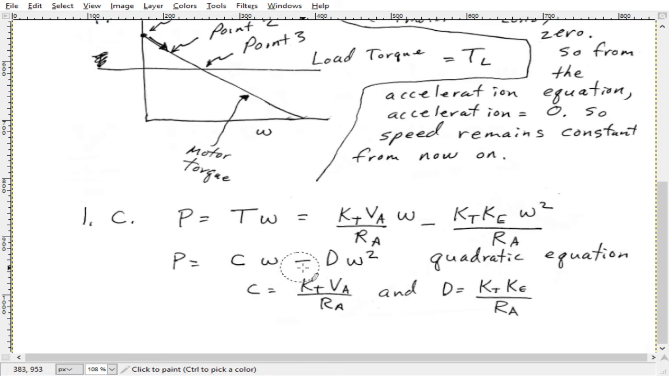So the fact that it looks like that should tell you what? Well, it should tell you that there's some speed where you're going to be extracting the maximum power from this motor, and that's something of interest. Okay, so anyway, this is the power equation, this is C, and this is D. So let's go to the next page.